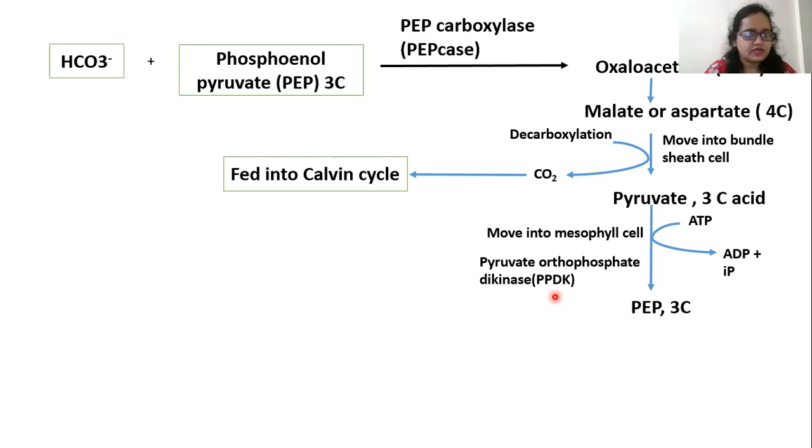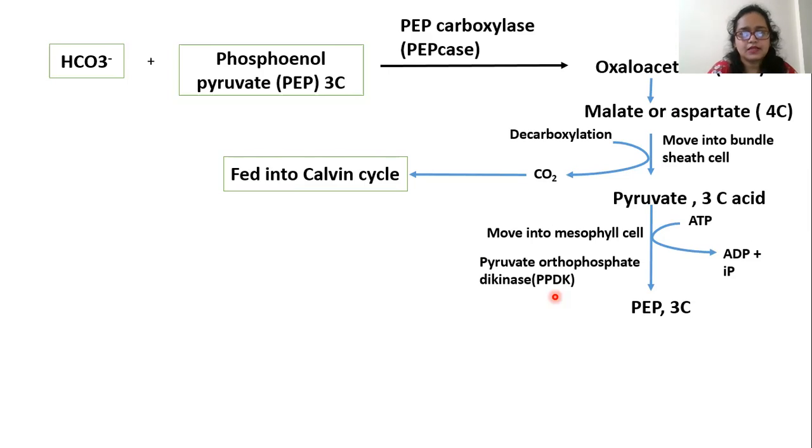While the disadvantage in C3 plants is that there is the RuBisCO enzyme, which has both carboxylase and oxygenase activity, meaning it has affinity for both CO2 as well as O2. It may carry out a side reaction of oxygenation and may lead to a wasteful process called photorespiration. While that photorespiration does not occur in the C4 plants due to their special type of leaf anatomy.